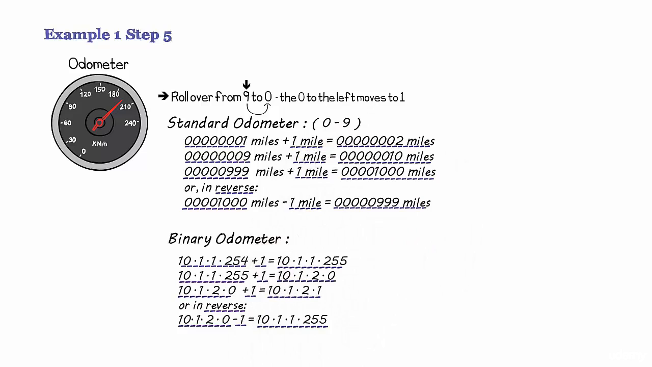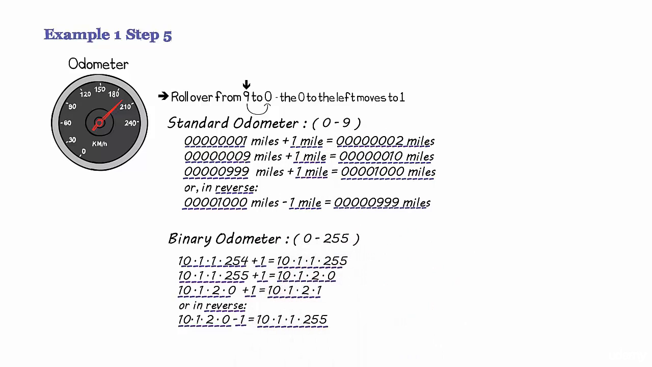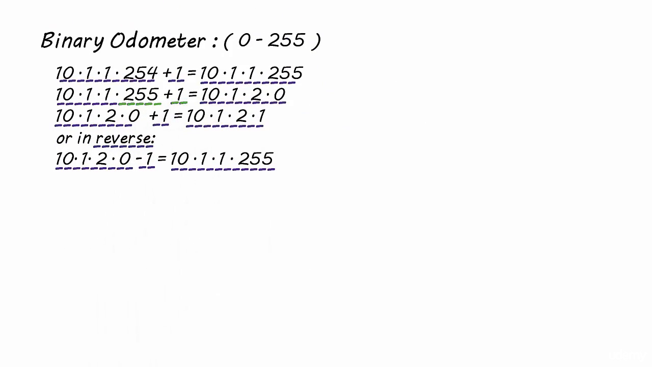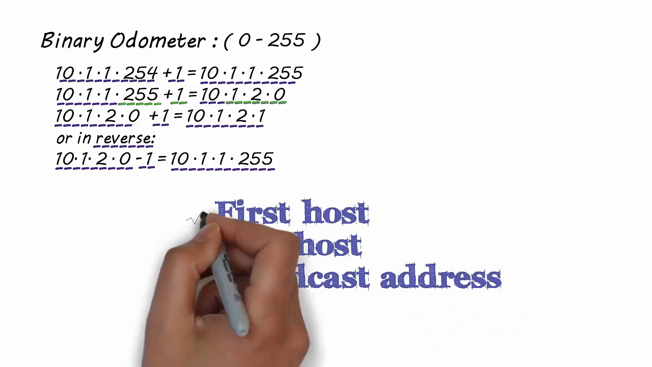In a standard odometer, the values can go from 0 to 9. In a binary odometer, the values can go from 0 to 255, and then they have to click over in the next octet. Thus, if the last octet is equal to 255 and you add 1, notice the third octet clicks over from 1 to 2 and the last octet clicks over to 0. So use this analogy to help you work out the first host, the last host, and the broadcast address.